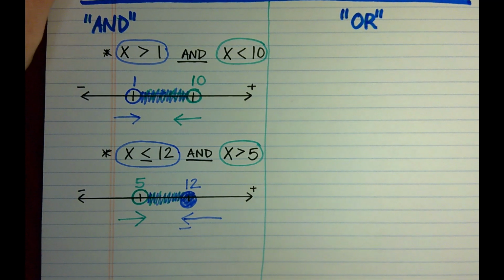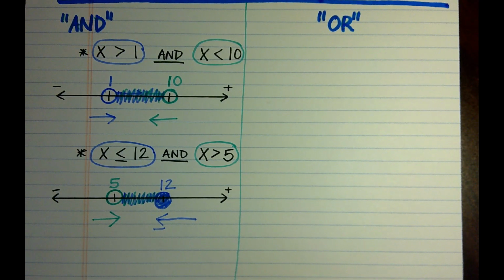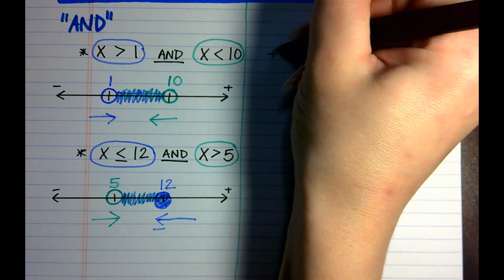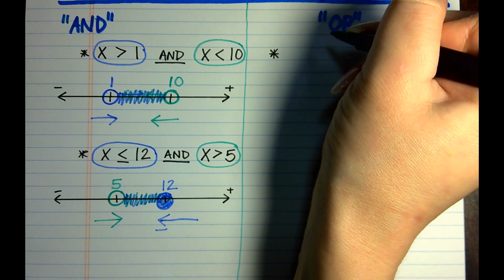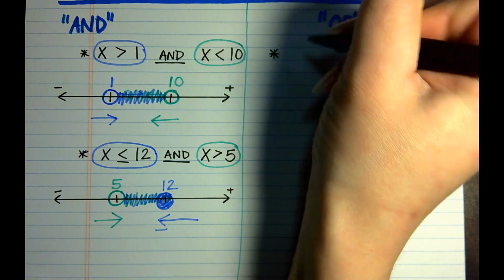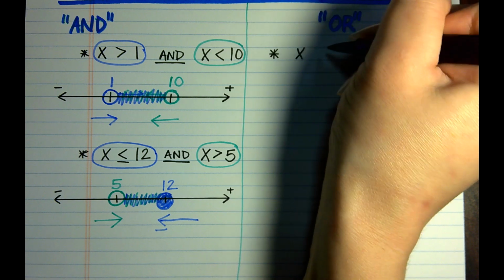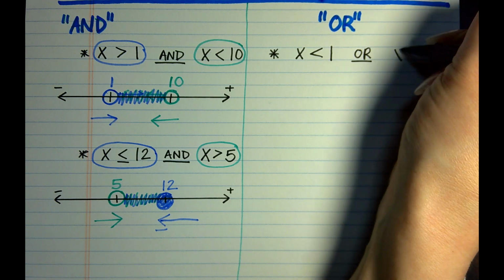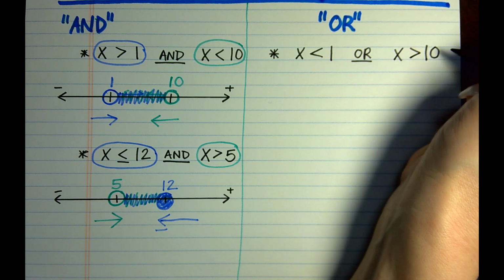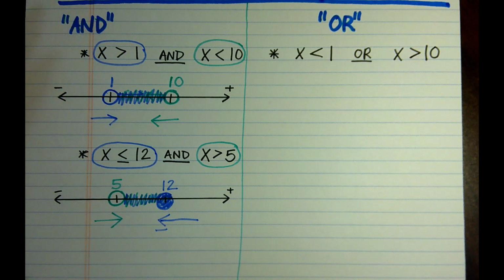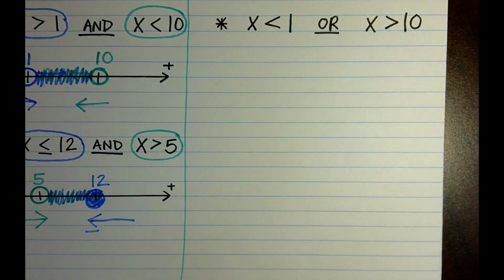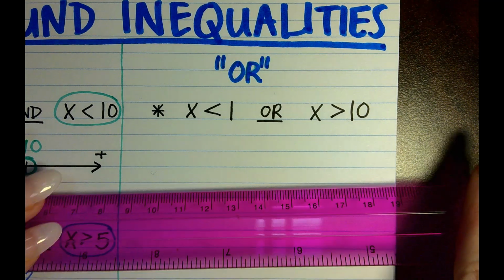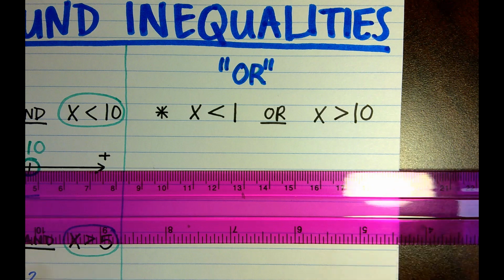So now we're going to look at or inequalities. So I'm going to give you a few examples of an or compound inequality. For example, let's say, I'll use the same numbers actually. X is less than 1 or X is greater than 10. A line. Same as before.